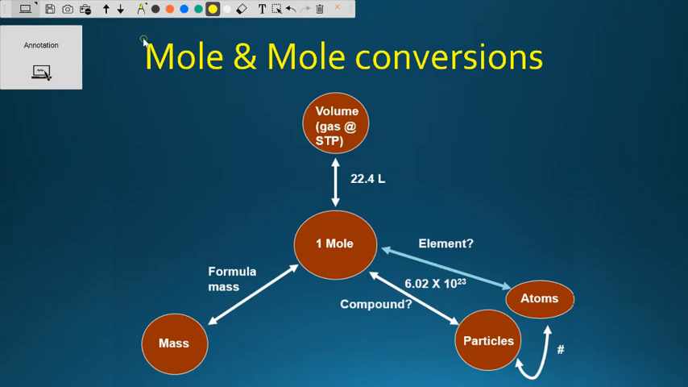The mole is defined as an amount of a substance, and in chemistry we can refer to that in three different ways. We can refer to amount of a substance in terms of mass, we can refer to it in terms of particles, and under certain conditions called STP, standard temperature and pressure, we can find the volume of a gas in terms of liters.